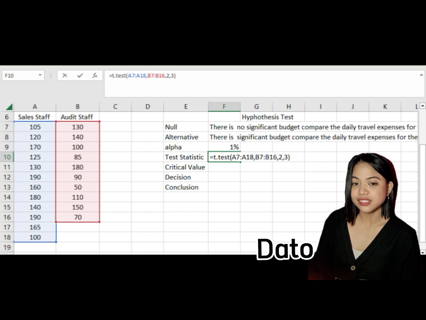For the test statistic, we will input T.TEST. We will click array 1, then array 2. Choose two-tailed, and lastly the number 3, which is the unequal variances.